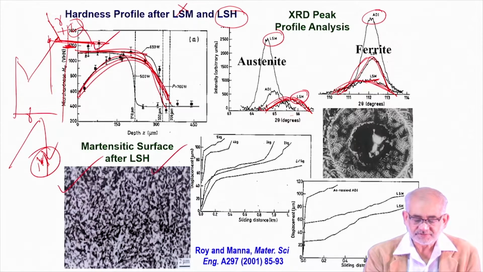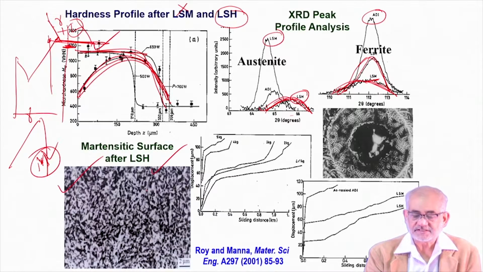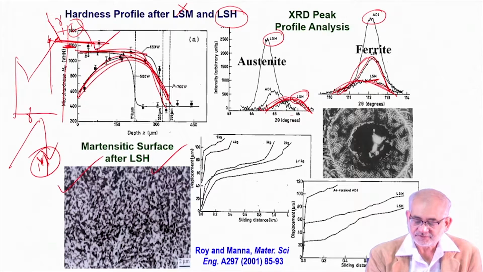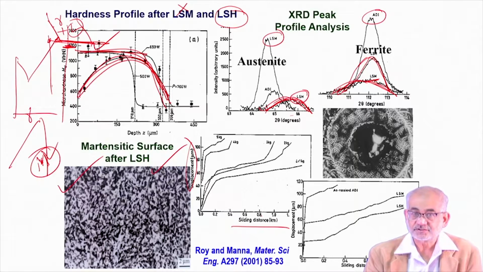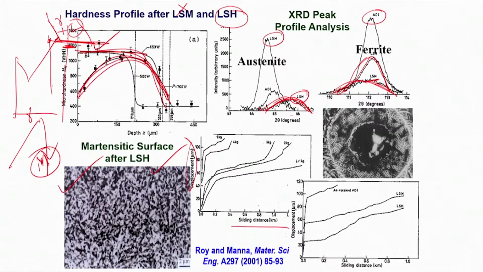So when you get martensite, a predominantly martensitic microstructure, the retained austenite volume fraction is marginal, and as a result you can actually get very high wear resistance. So this is displacement as a function of sliding distance for abrasive wear condition. And also what we realize is that the wear depth as a function of sliding distance is least when you have laser surface hardening compared to surface melting or in as-received ADI.